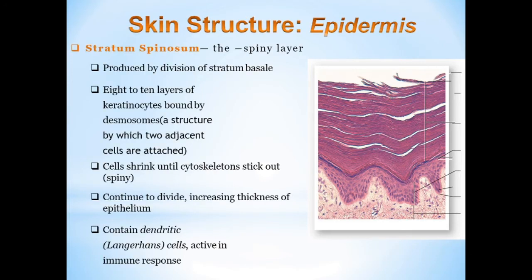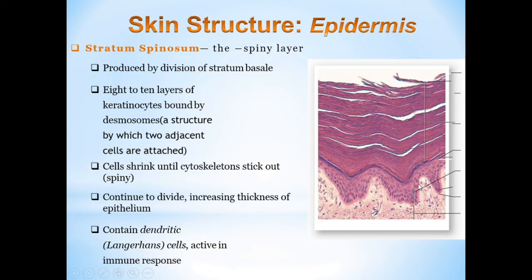Now, the second layer is stratum spinosum, which is present above the stratum basale. This stratum spinosum is a spiny layer. It is produced by the division of stratum basale. Stratum basale continuously divides, and because of this division, this keratinocyte layer is formed, which is called stratum spinosum.